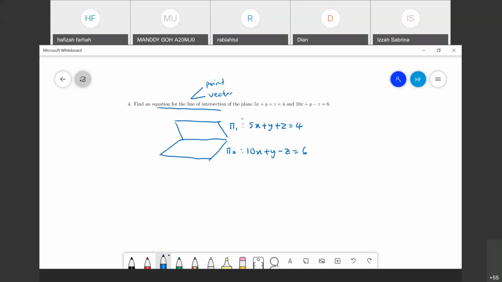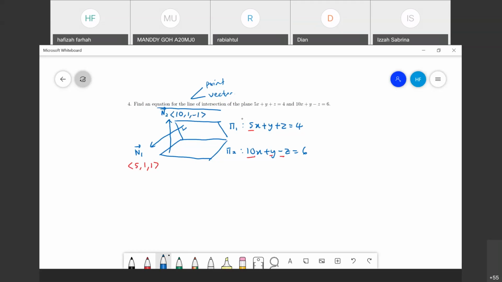From the equation of the plane we can obtain the normal vector for plane 1, where the normal vector is orthogonal to the plane. So n1 can be obtained from this equation, which is 5, 1 and 1. Then n2 is the same, the normal vector of plane 2, which will be 10, 1 and negative 1.